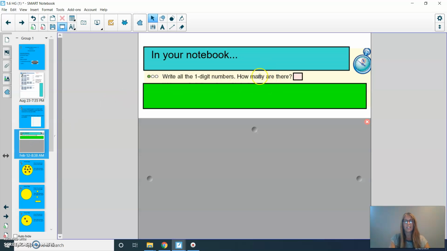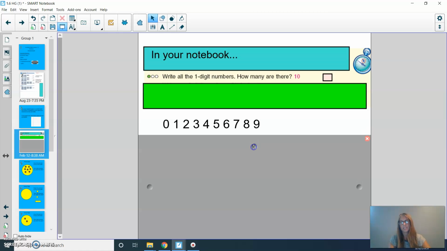The first thing I'm going to ask you to do is to write all the one-digit numbers that you can think of. All the one-digit numbers. And then think about how many are there. So press pause and then play when you're ready to hear the answer. So boys and girls, there are 10 one-digit numbers. And if you said 9, you maybe forgot about 0, but you should have had your 0, 1, 2, 3, 4, 5, 6, 7, 8, and 9.